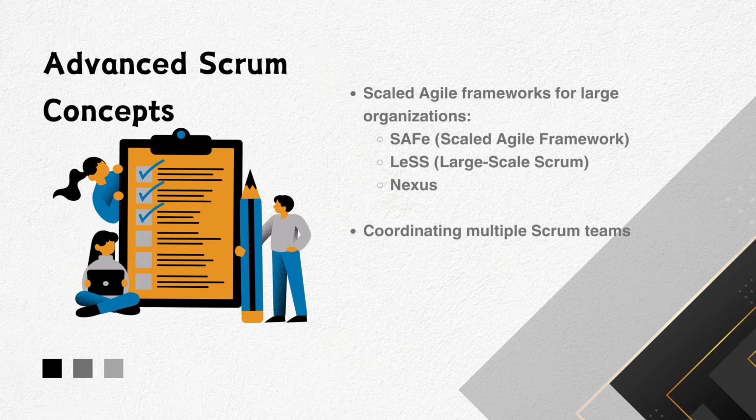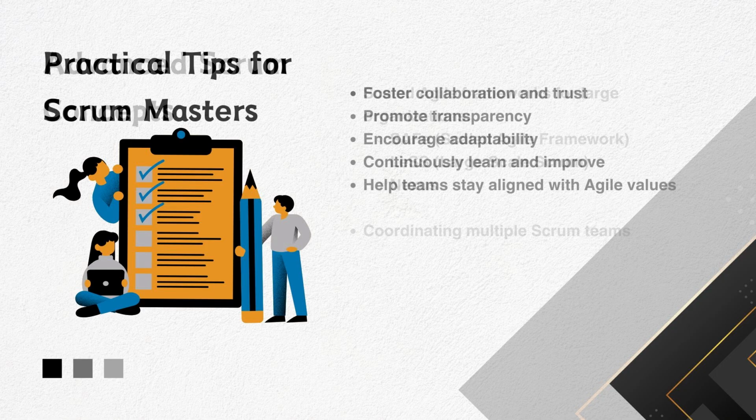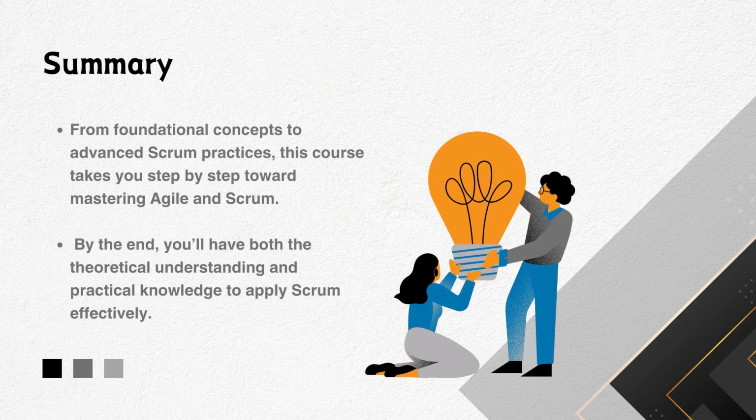Advanced Scrum concepts. For bigger projects and large organizations, we'll explore scaled Agile frameworks like SAFe, LeSS, and Nexus, which help coordinate work across multiple Scrum teams. Practical tips for becoming a successful Scrum Master. We'll finish with practical advice and tips to help you be an effective Scrum Master, improve team performance, and make Agile adoption successful. By following this structure, we'll move from the basics all the way to advanced concepts, so you finish this course with both strong theory and practical understanding of Agile and Scrum.